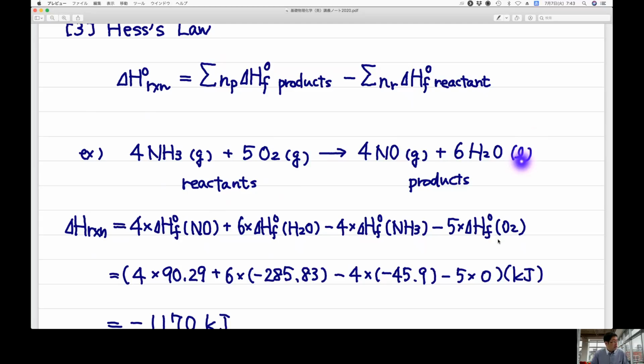By the use of this chemical reaction, we can calculate the heat which is obtained by this reaction by the use of the standard enthalpy of formation, which can easily be found on the internet or something. Some textbooks describe this kind of value in the appendix.